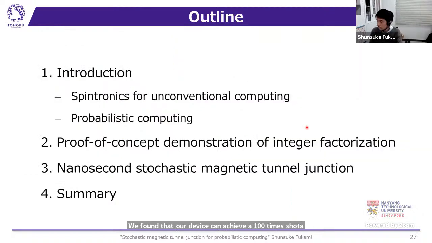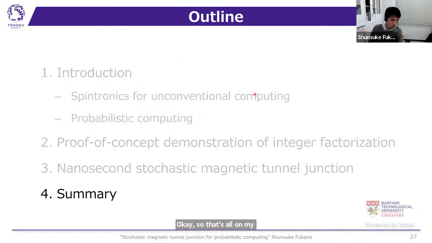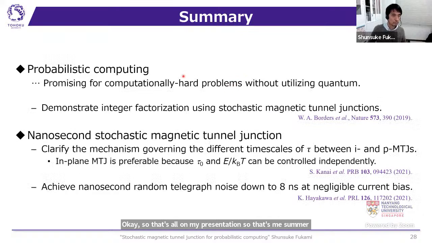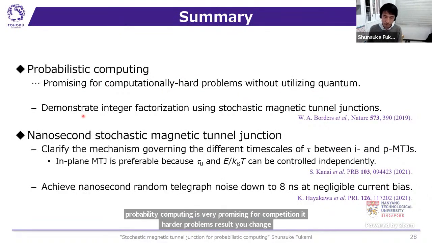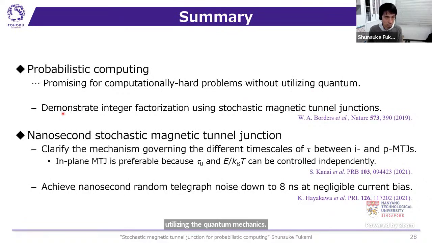Okay, so that's all of my presentation. Let me summarize briefly. At the beginning of my talk, I described that probabilistic computing is very promising for computationally hard problems without utilizing quantum mechanics. And I showed a proof of concept demonstration of integer factorization using stochastic magnetic tunnel junction devices.